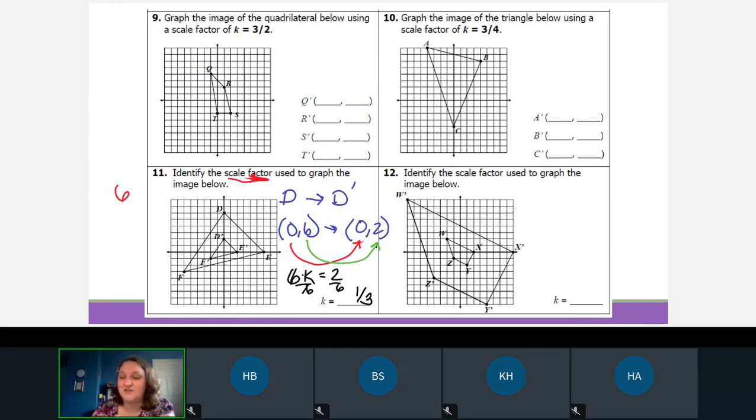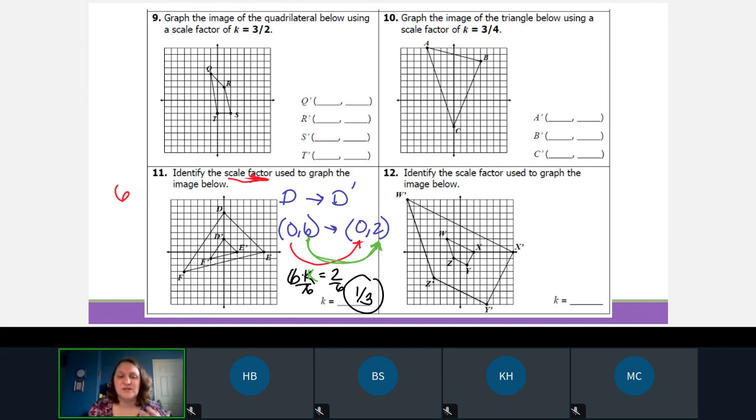So if you were typing 1/3 in the chat, you're right. It was 1/3. If you were saying divide by 3, yes, you're right. 6 divided by 3 is 2. But the question is, what am I multiplying by? And so when you say divide by 3, dividing by 3 is the same as multiplying by 1/3. But if you can think about it the way I just said it, the number times the scale factor has to equal the image. So the pre-image times the scale factor will equal the image.